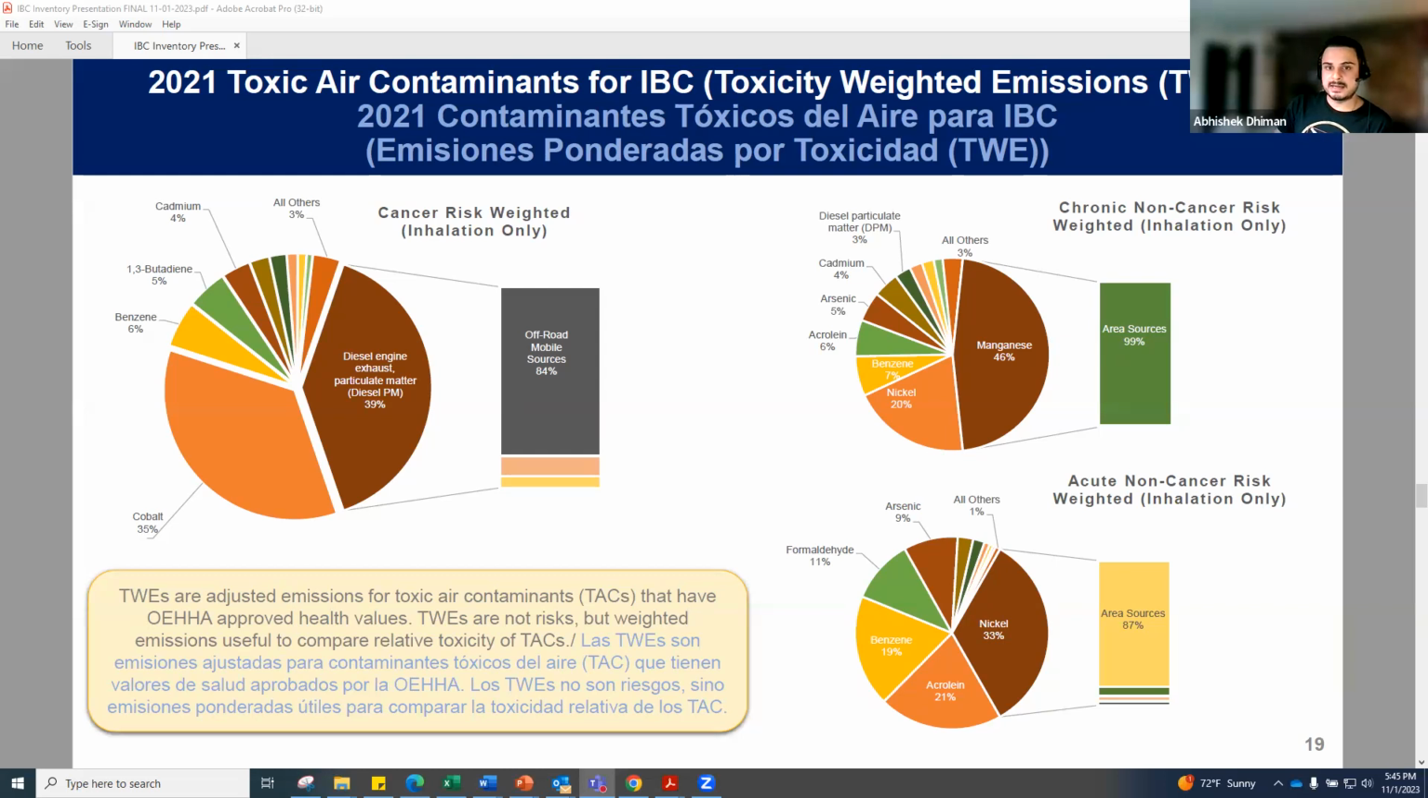The second highest contributor to the cancer risk is cobalt, which is mainly associated with fugitive dust emissions from construction activities and paved road. For the non-cancer risks, which are shown on the right, metals like nickel and manganese dominate, which are also mainly associated with fugitive dust emissions from construction activities and paved road.